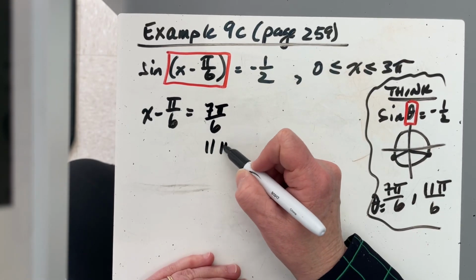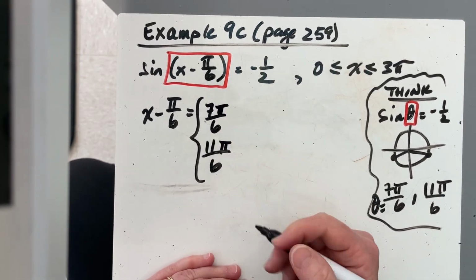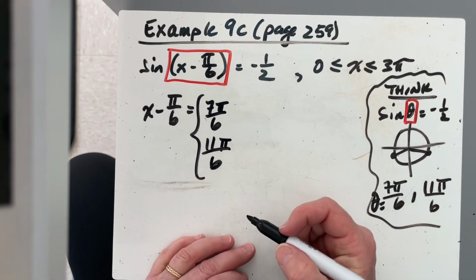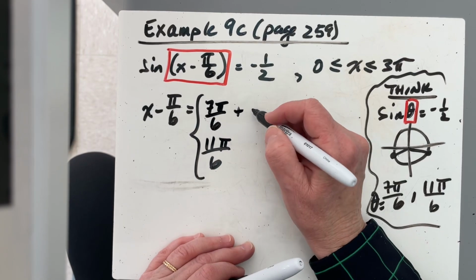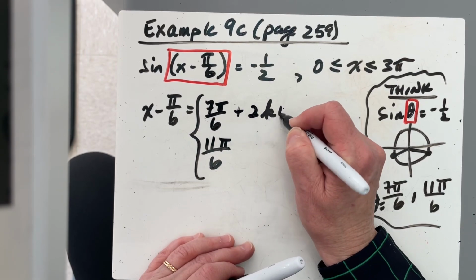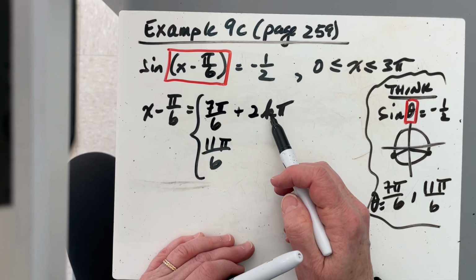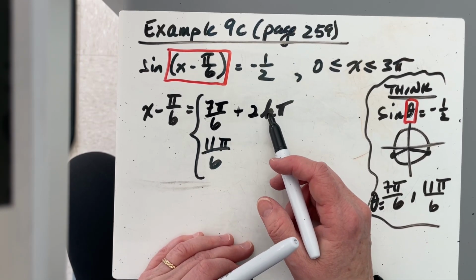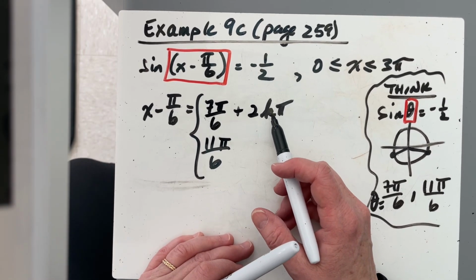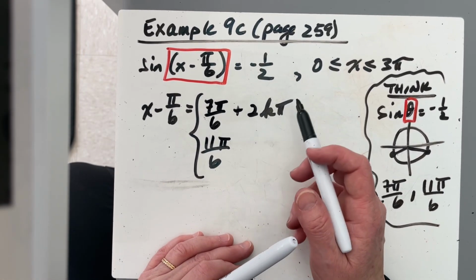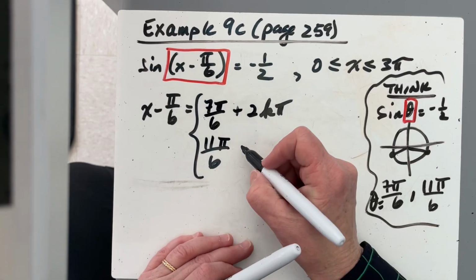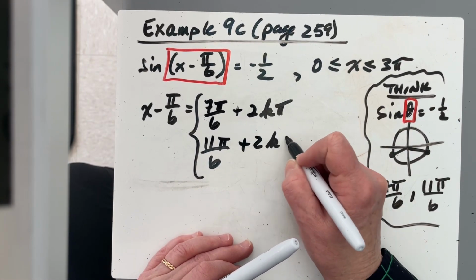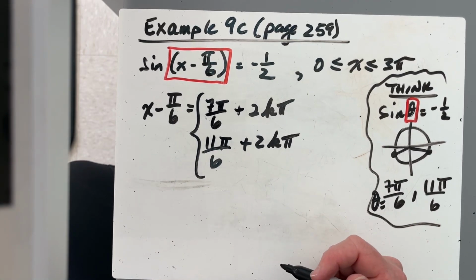So we're going to write them like this with that special violin bracket. Now, what is the period of a sine function? It's 2 pi. So this is going to happen every 2 pi in both directions. K is just our integer. Could be -5, -4, -3, -2, -1, 0, 1, 2, 3, 4, 5, etc. So it just tells us how many rotations we're going around the unit circle. So plus 2k pi for both of those.